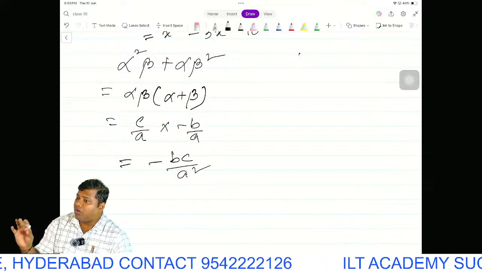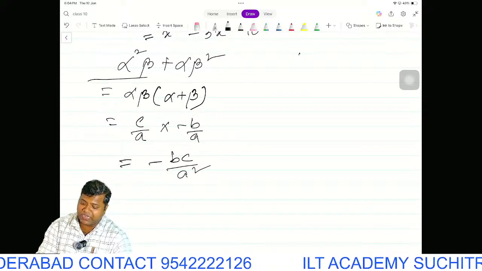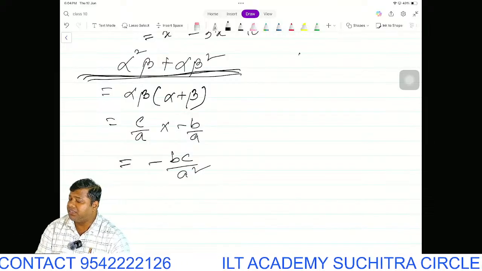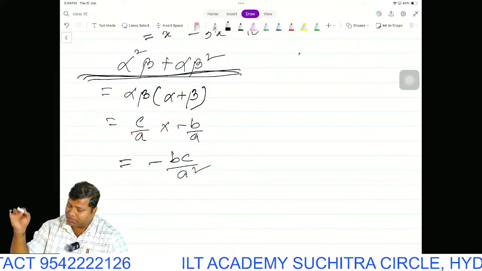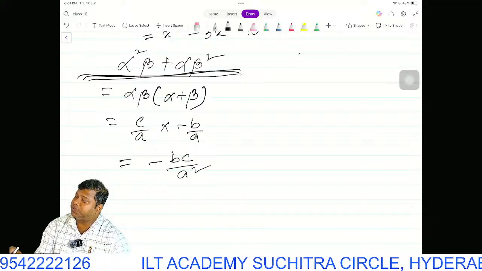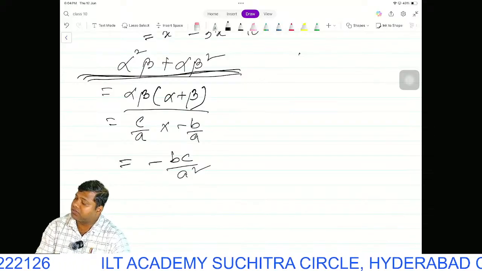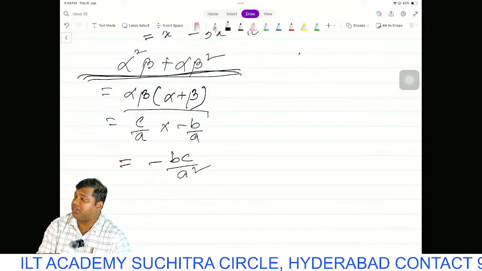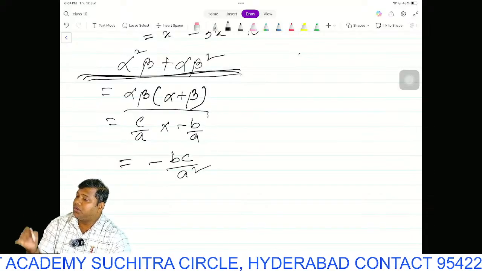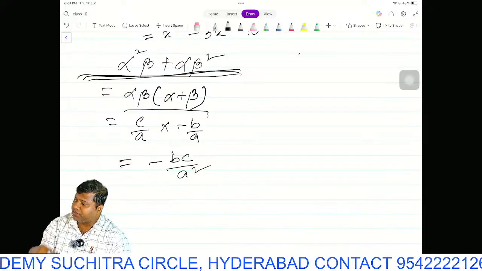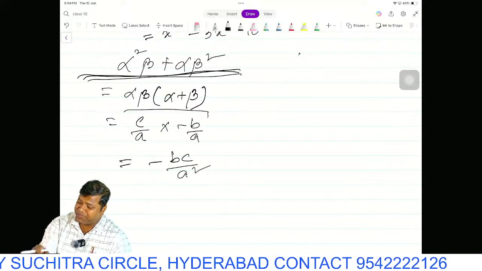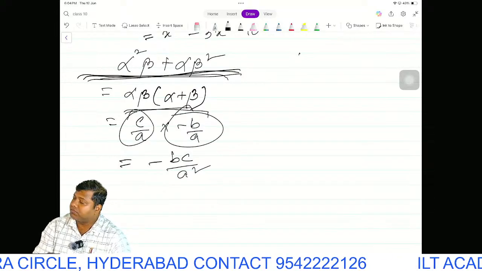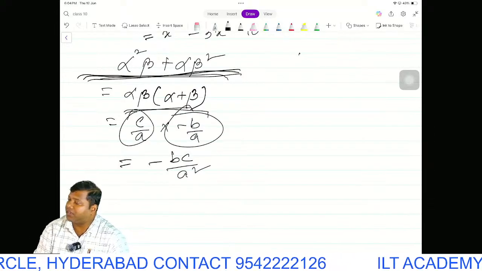Always in questions of this kind, where you need to find the particular value of some expression involving alpha and beta, think of getting the expression in terms of alpha plus beta and alpha dot beta like this. Why? Because we know the values of alpha plus beta and alpha dot beta. I need to derive some expressions in terms of alpha plus beta and alpha beta from the given equation or relation, so that I can substitute those values. That I should look for all the time.